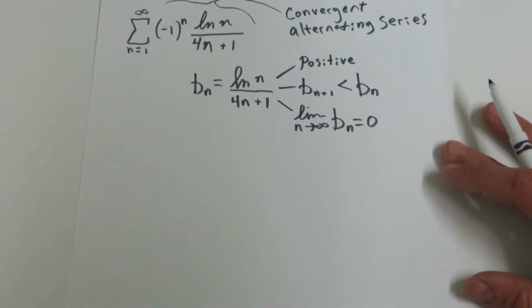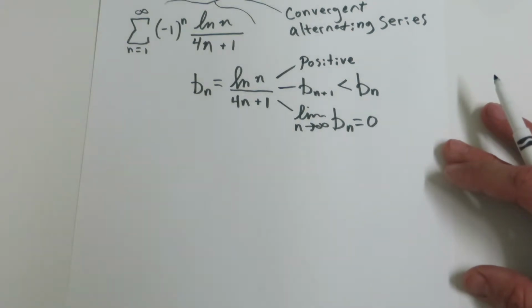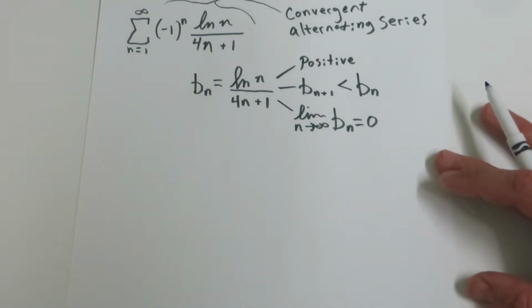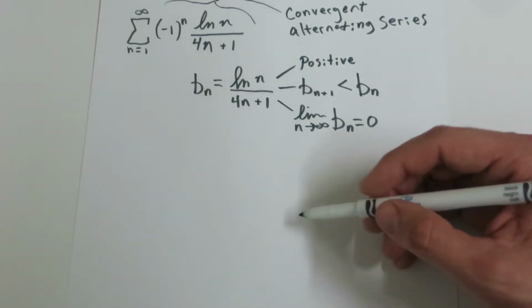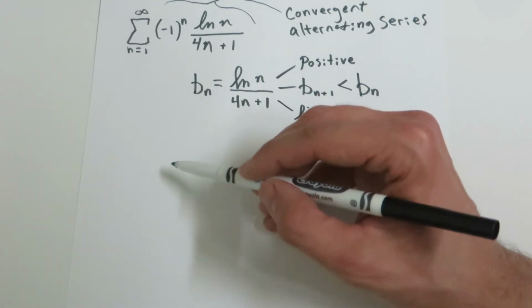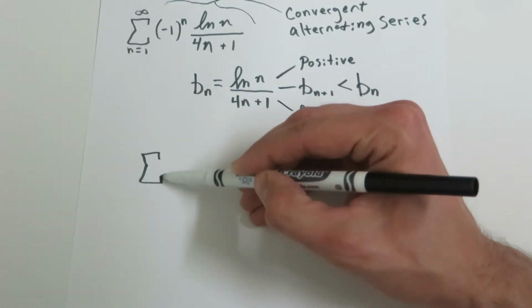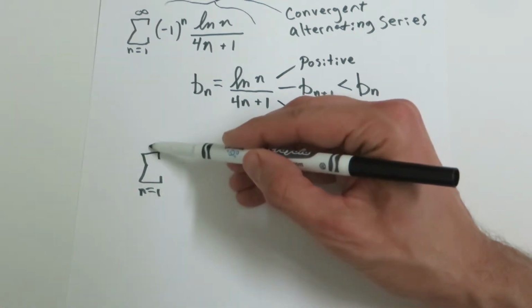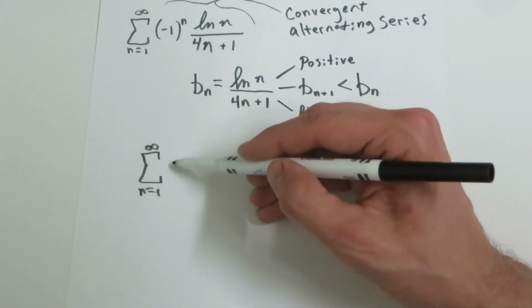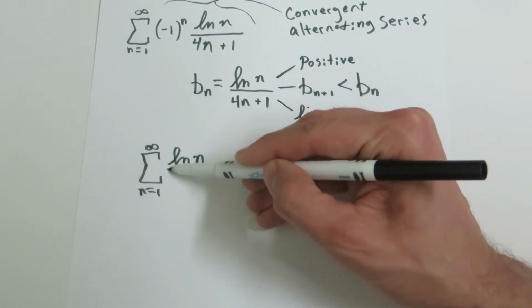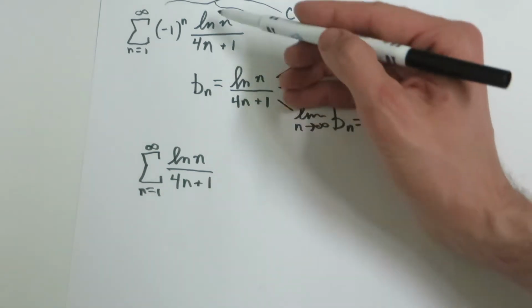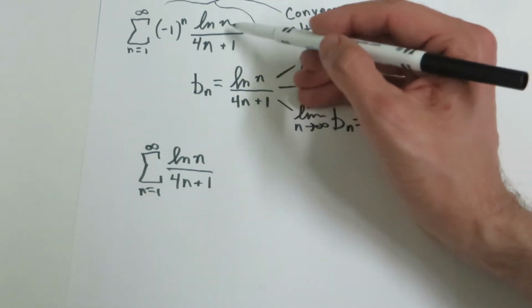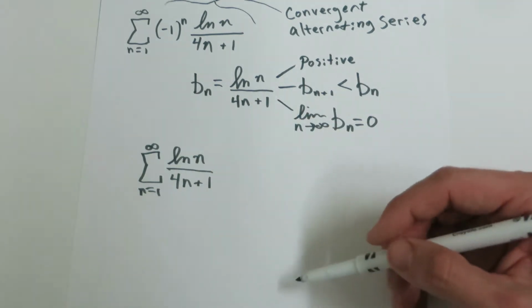But we still don't know whether or not it's absolutely or conditionally convergent. So let's explore that a little bit. Imagine that we have a series that's just based on our b sub n. So we're thinking of a different series now. This is just going to be the series from n equals 1 to infinity of ln of n over 4n plus 1. Now this is just our non-alternating part, and we've made it into its own series.